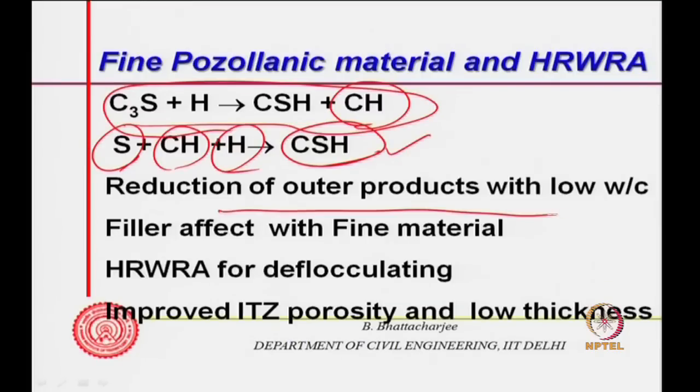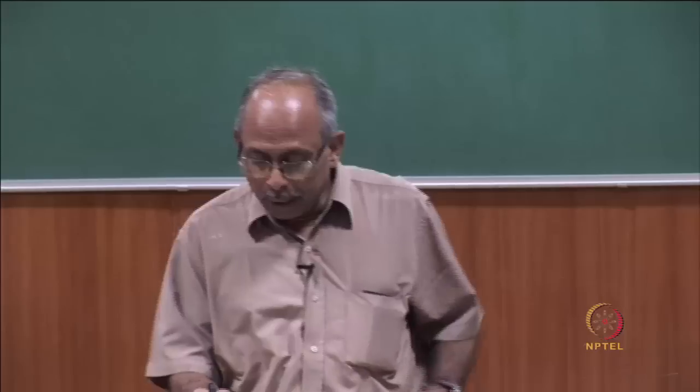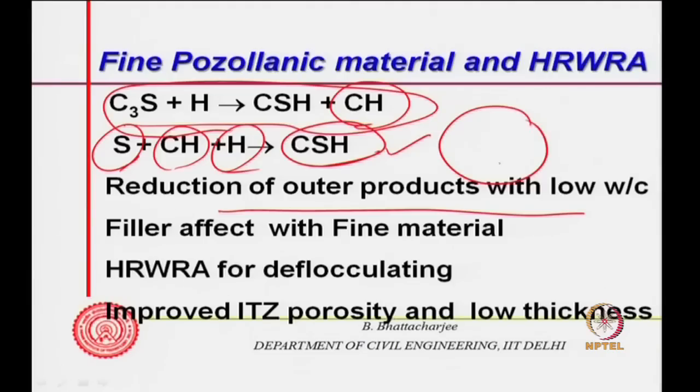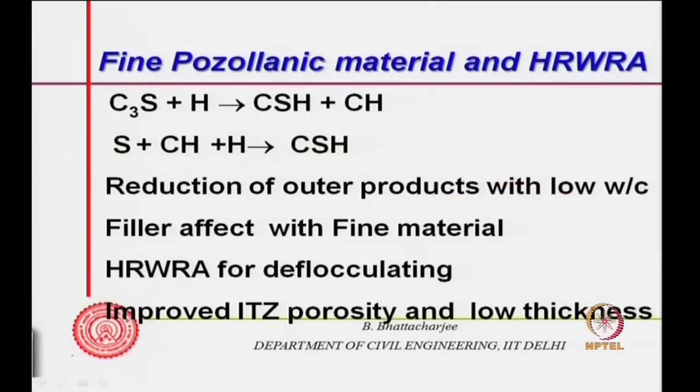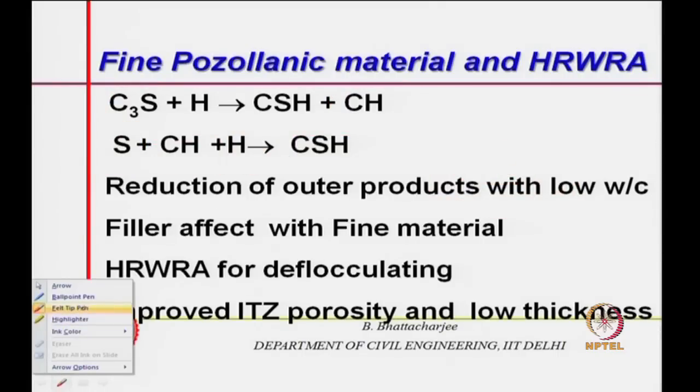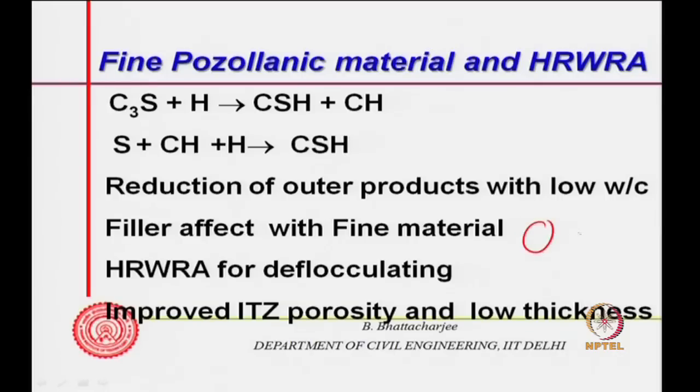So, reduction in outer products with low water cement ratio. Remember, we talked of inner product and outer product. This is the original cement grain boundary, the hydration product inside this we call inner product, and outside this will be outer product. But if you have low water cement ratio, the outer product required will be low, and filler effect with this fine mineral, that means fine mineral will go inside the particle itself, these are your cement particles.